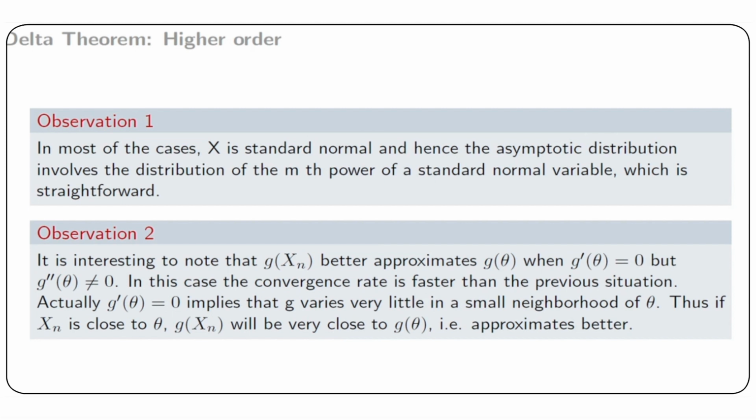Actually, the first derivative of g equal to 0 at theta implies that g varies very little in a small neighborhood of theta. Thus, if Xn is close to theta, g(Xn) will be very close to g(theta), that is, in such a case the approximation is better. So let us start with some examples.